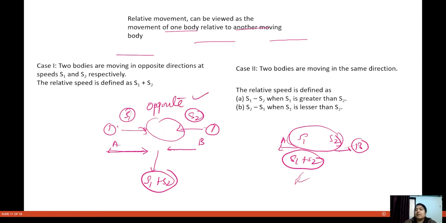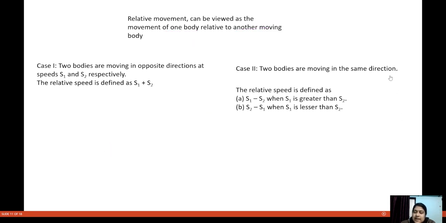Okay, when we are moving in opposite directions towards each other, then the relative speed is s1 plus s2, and when we are moving in opposite directions away from each other, then also we have s1 plus s2. So these are the two cases when two bodies are moving in opposite directions, at speeds s1 and s2 respectively.